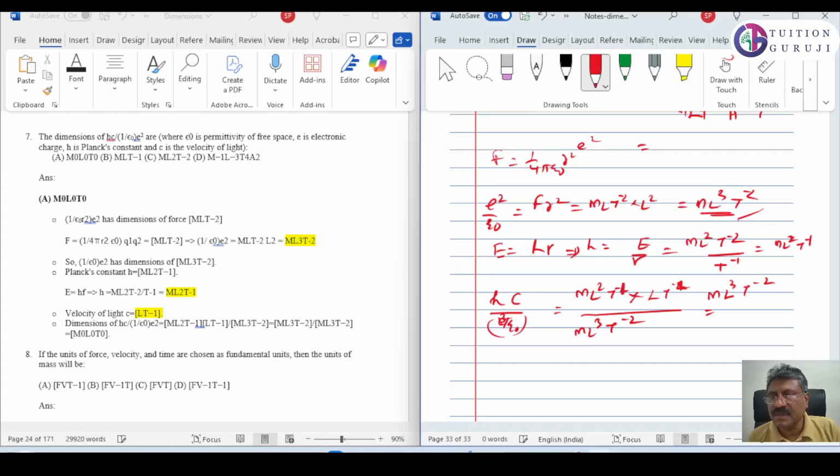Sorry, one mistake we made here. So it is T raised to minus 1, T raised to minus 1, T raised to minus 2, correct, divided by M L cube T raised to minus 2. So we will get M raised to 0, L raised to 0, T raised to 0, which is dimensionless. So the answer is A, M raised to 0, L raised to 0, T raised to 0, dimensionless.